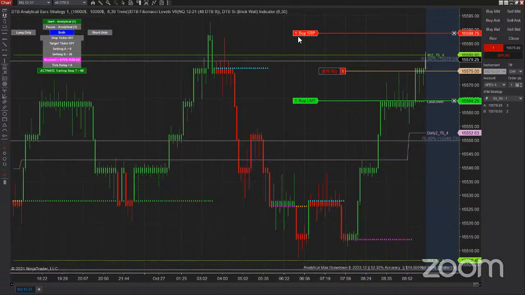I'm just reloading my other chart and hopefully it doesn't impact this chart that we're on now.